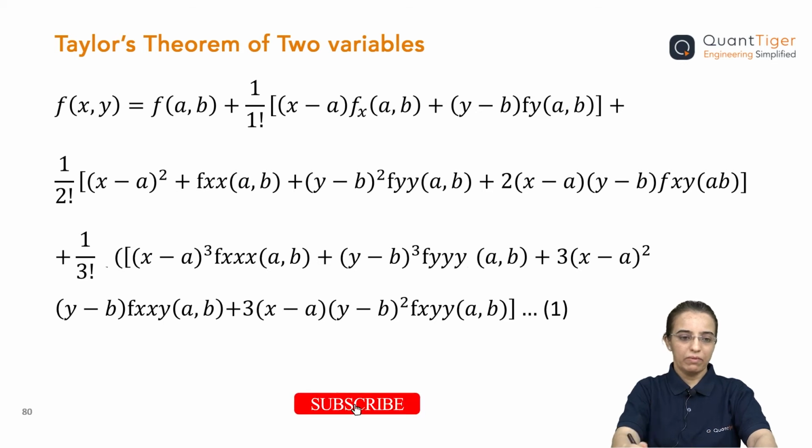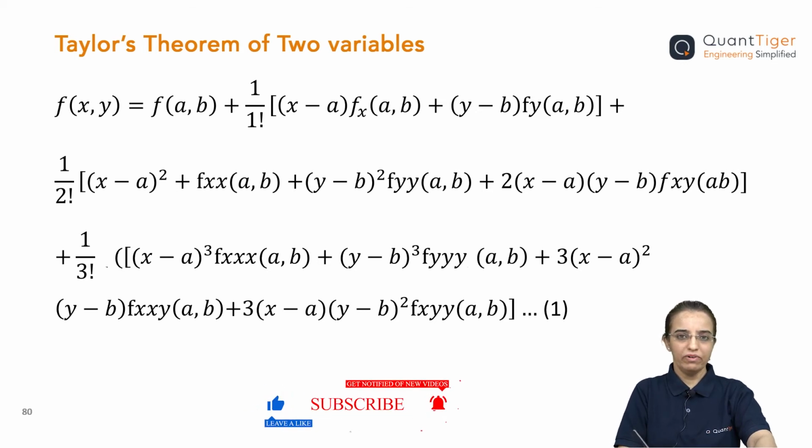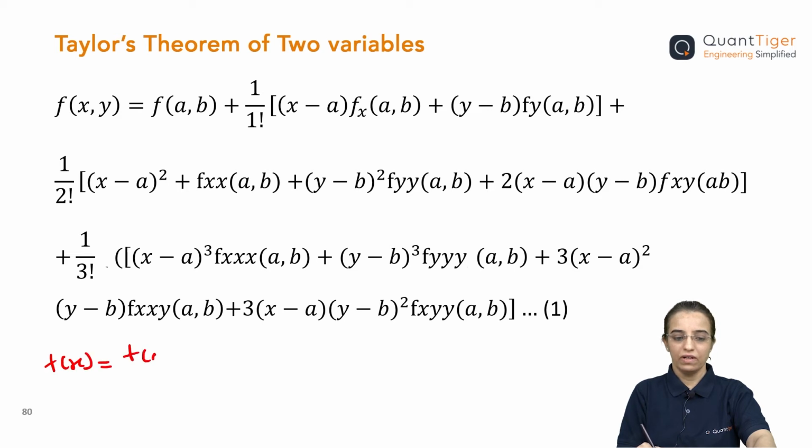So, if you remember, whenever we used to do a one variable function, we used to write it like f of x is equal to f of a, then x minus a to the power of 1, then 1 factorial, then f dash of a, and we keep going on for the further terms by increasing the power of x minus a. That is what we used to do when it was the one variable function.